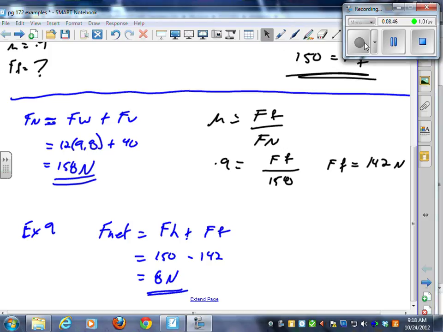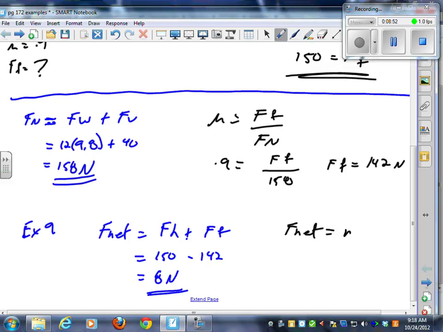And of course, now that I've seen my 8 newtons, now I can go F net is equal to MA. 8 equals my mass, which is 12, times A. Solve for A. You get an acceleration of 0.7 meters per second squared.